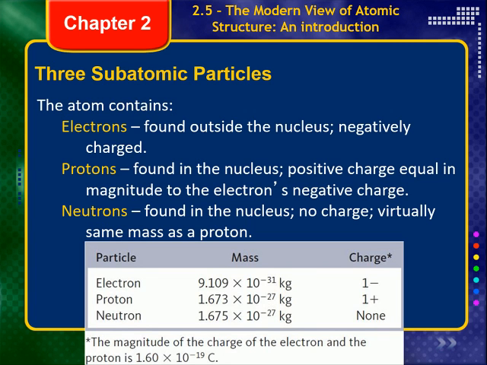I will point out here this asterisk. The magnitude of the charge of the electron and the proton is 1.60 times 10 to the negative 19th coulombs. This is what's known as the absolute charge, the magnitude of the actual charge. We're not going to use this number hardly at all. For us as chemists, we are more interested in what's called the relative charge, relative to one another. Because they're equal but opposite in magnitude, we can talk about the charge of an electron being -1 and the charge of a proton being +1. This makes it a little bit more simple for us.